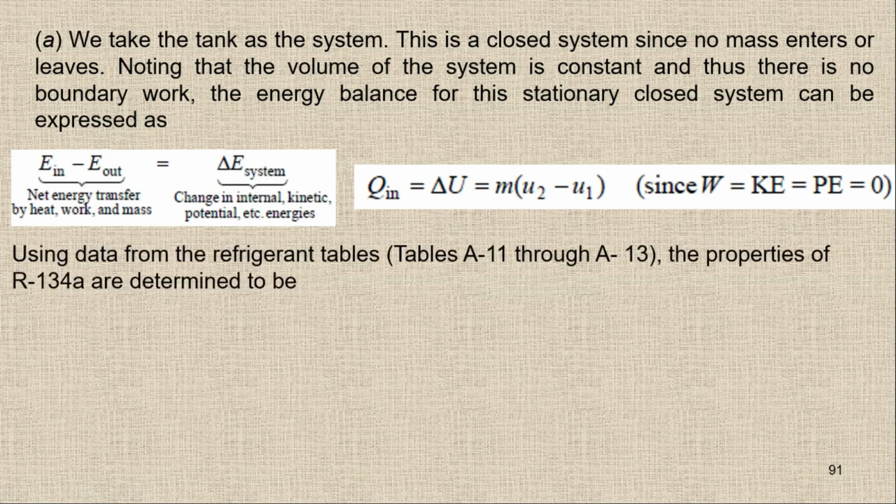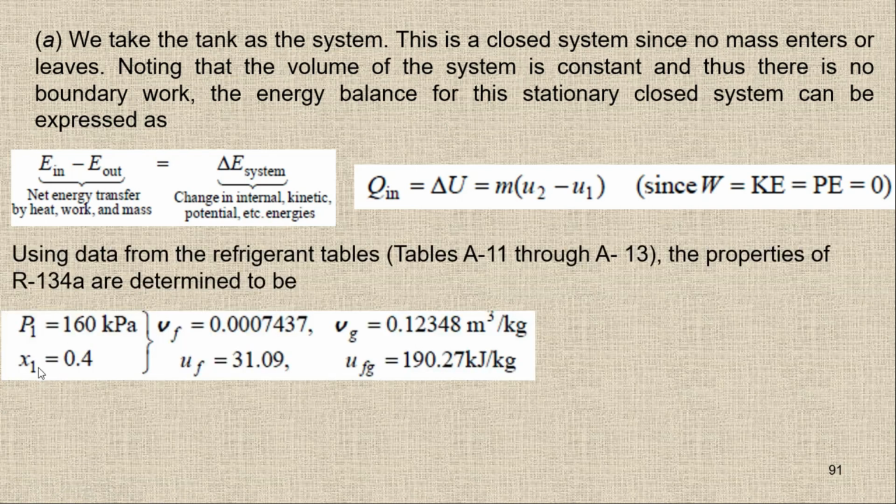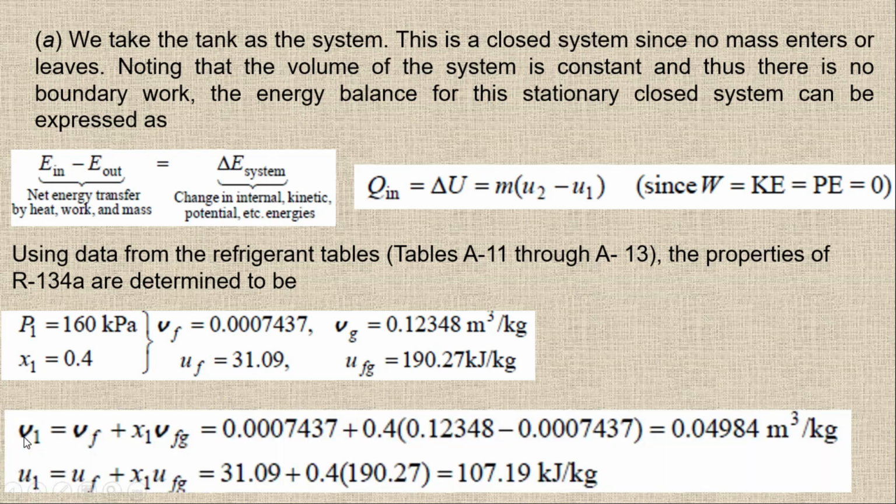At state number 1, as I already mentioned, we have the pressure and the x value, which is 0.4. By checking the values of Vf, Vg, Uf and Ufg, we can use the formulas and get the initial volume and the initial internal energy. So we have V1, which is Vf plus x Vfg, and by just putting the values you will get 0.04984 meter cube per kg. This is the initial specific volume, and this is the specific internal energy at point number 1, U1 equals Uf plus x Ufg.